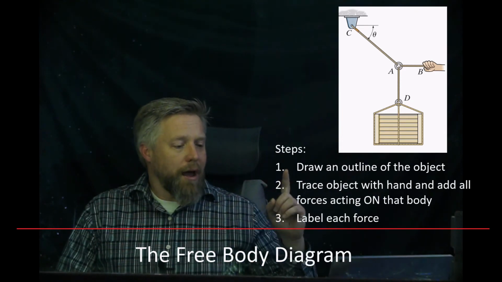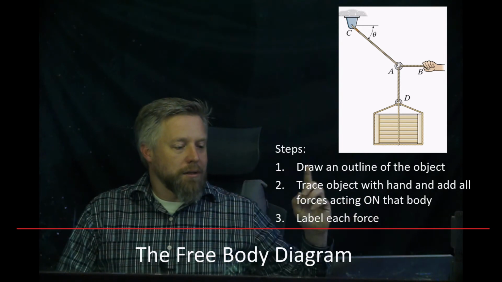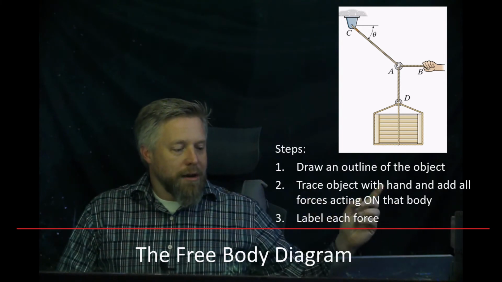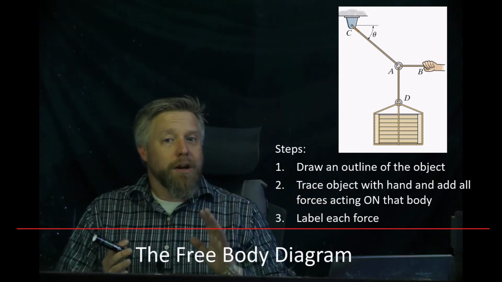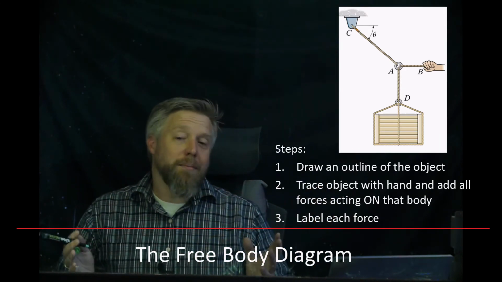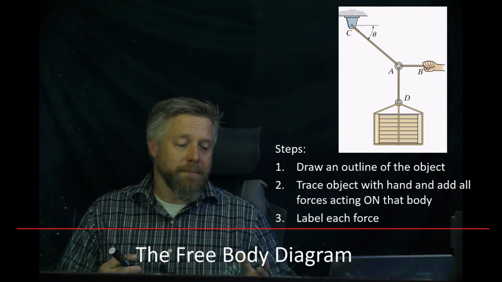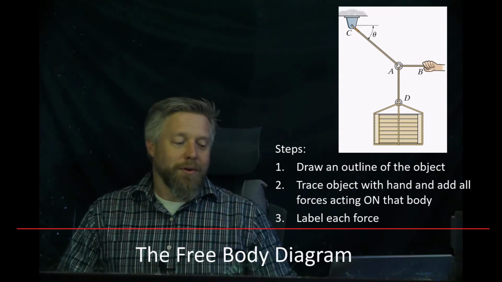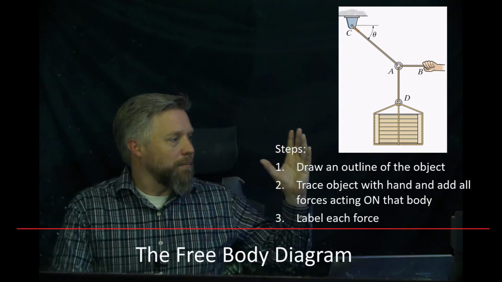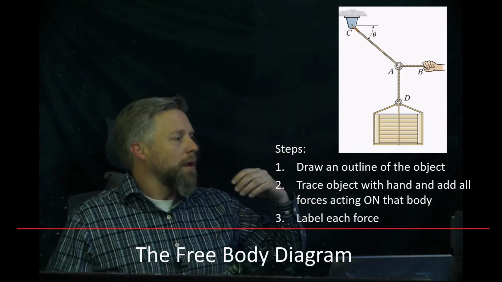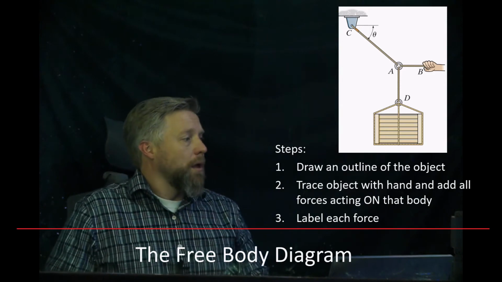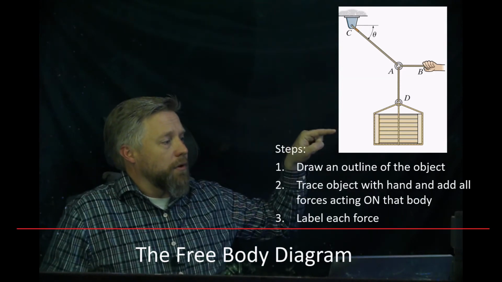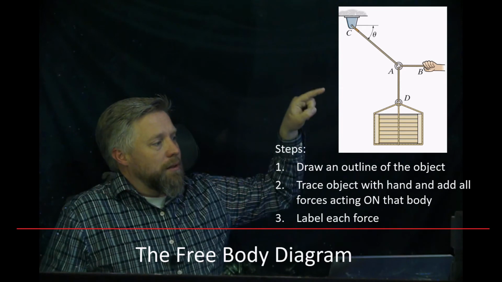As you can see here, after we draw an outline of the object, you're going to trace the object with your hand and add all the forces acting on that body. So whichever body you choose, we're only drawing the forces on that body, not on the bodies next to it. And then we're going to label each force. So for this problem, we have some ropes, and we might want to figure out what the forces in those ropes are. I could draw a free body diagram of the crate, and that would give me the tension in one rope.